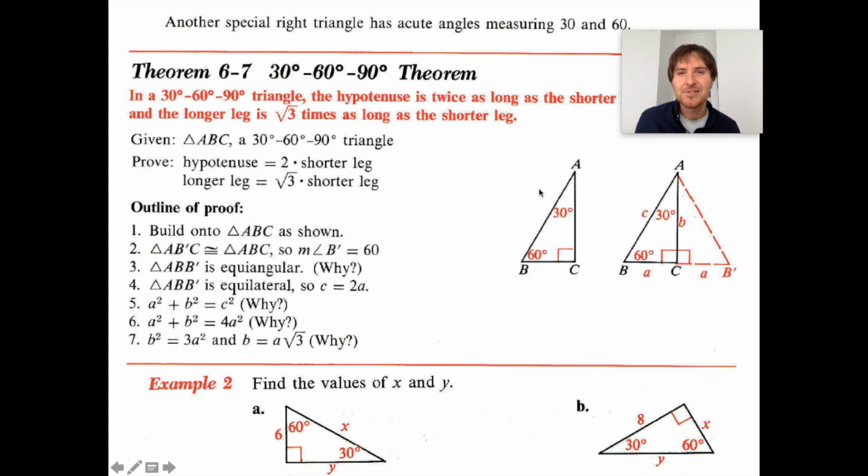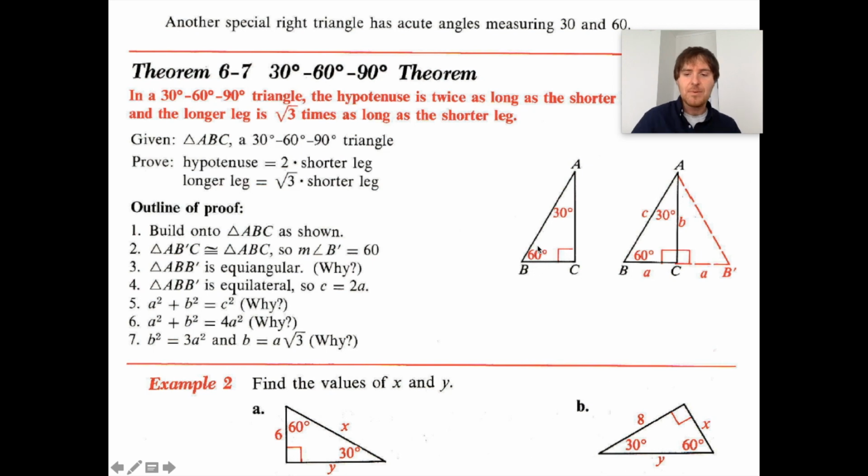Another special right triangle has acute angles measuring 30 and 60. This is the 30, 60, 90 degree triangle theorem. In a 30, 60, 90 triangle, that's our given premise, this is what we got here. The hypotenuse right here, AB, is twice as long as the shorter leg, right? Right here, twice as long as this. And the longer leg is root 3 times as long as the shorter leg, okay?